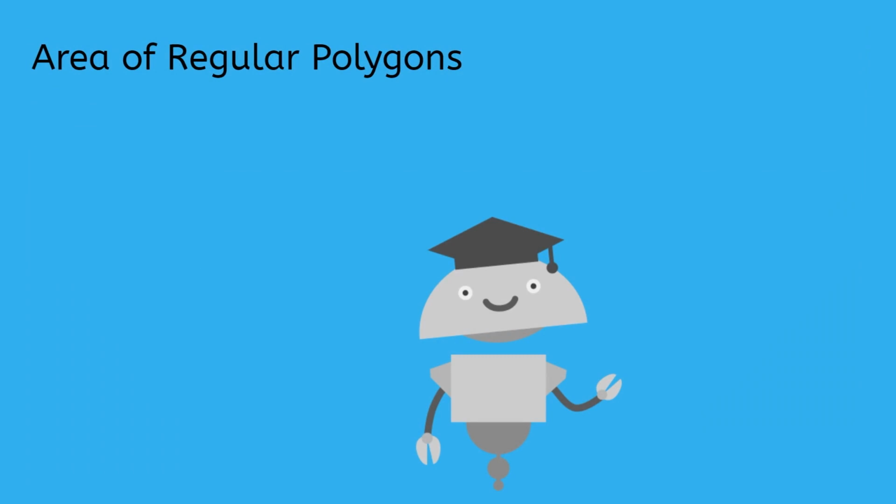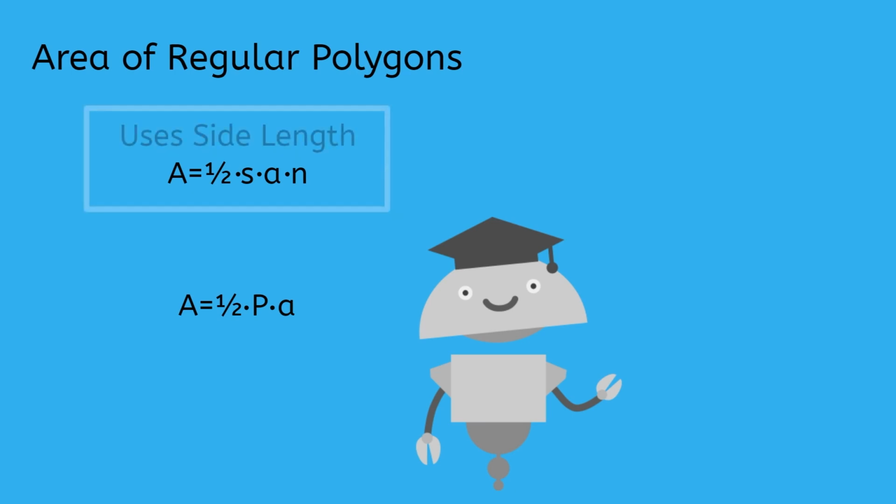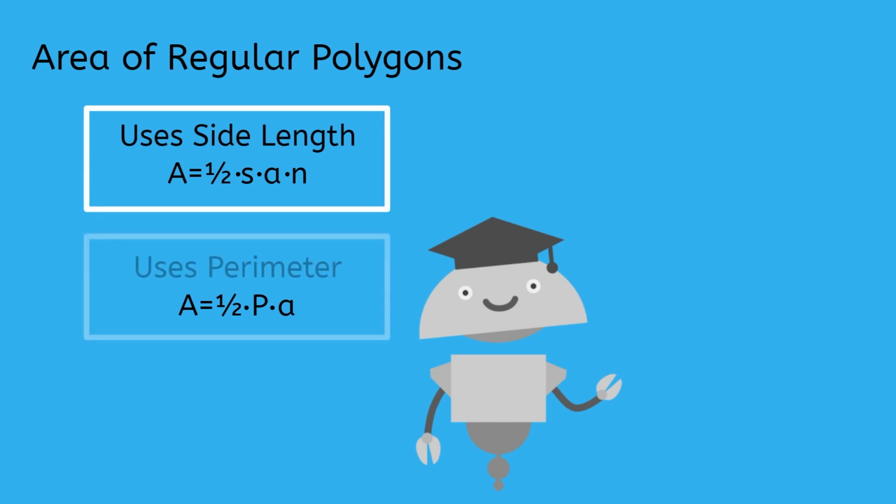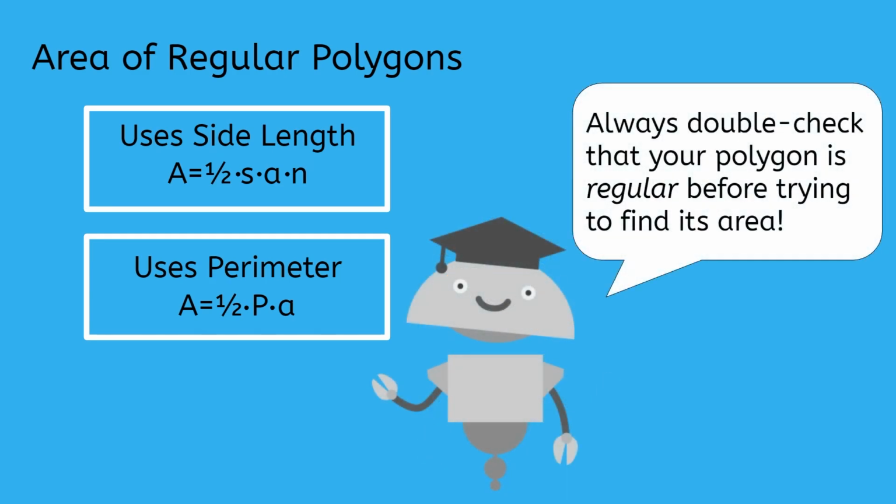To find the area of a regular polygon, you can use either of these formulas. They're equivalent, but this form is more convenient when you're given a side length of your polygon, and this form is more convenient when you're given the entire perimeter. Don't forget, always double check that your polygon is regular before trying to find its area, since these formulas only work for regular polygons. Good luck on your practice, and I'll see you next time.